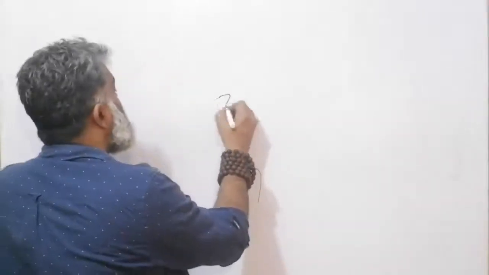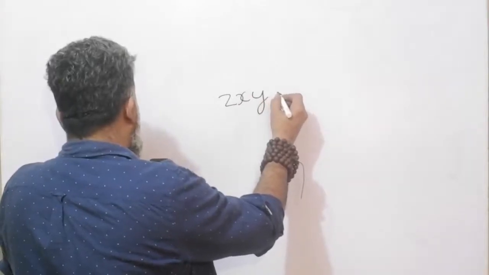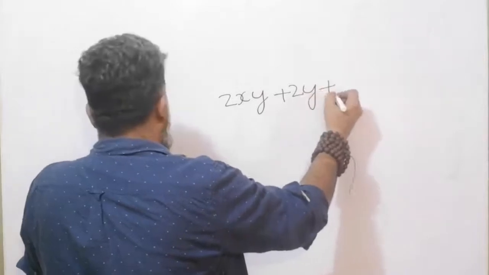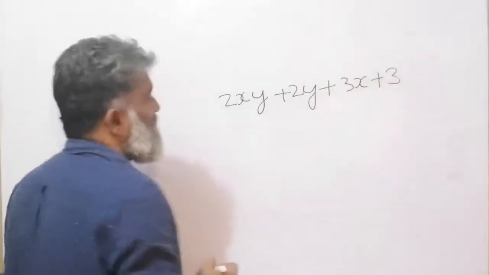So question number 2, question number 3, question number 4 I will leave for you to try out. Let me try question number 5. It says 2xy plus 2y plus 3x plus 3.